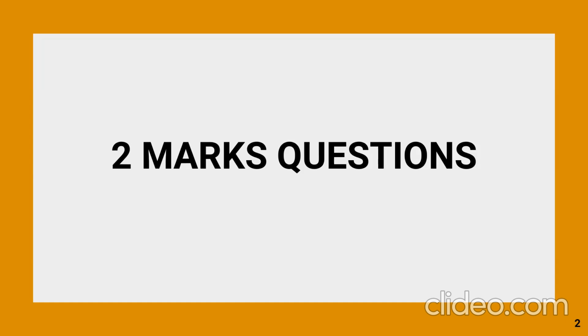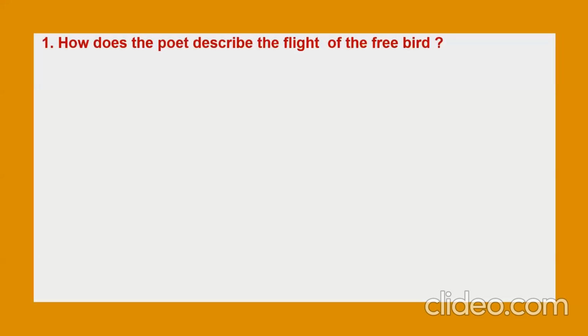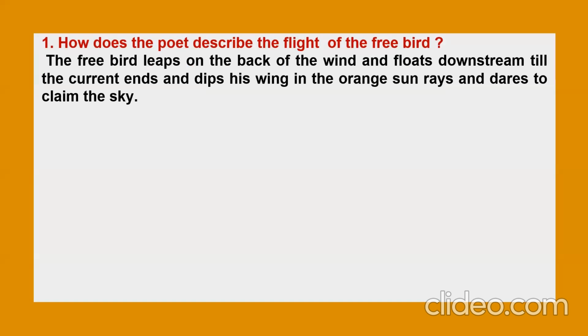So without much delay, let's begin the 2 marks questions discussion here. So very first question we have here: how does the poet describe the flight of the free bird? The free bird leaps on the back of the wind and floats downstream till the current ends and dips his wing in the orange sun rays and dares to claim the sky.